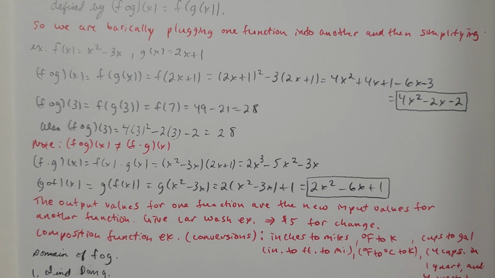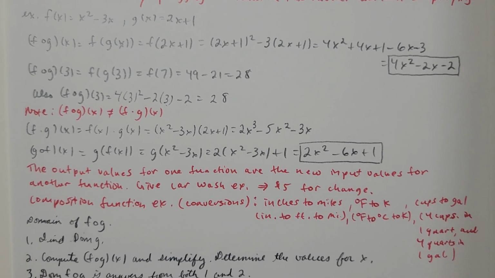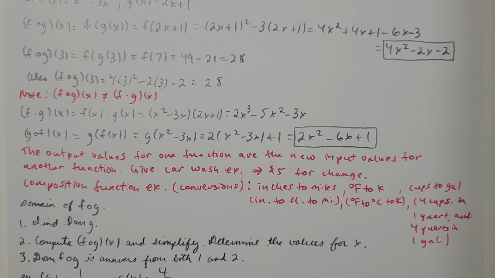The output values for one function are the new input values for another function. One example that I like to give is a car wash. Suppose that it costs $5 to get the car wash, but you've only got dollar bills, and the car wash machine takes coins.